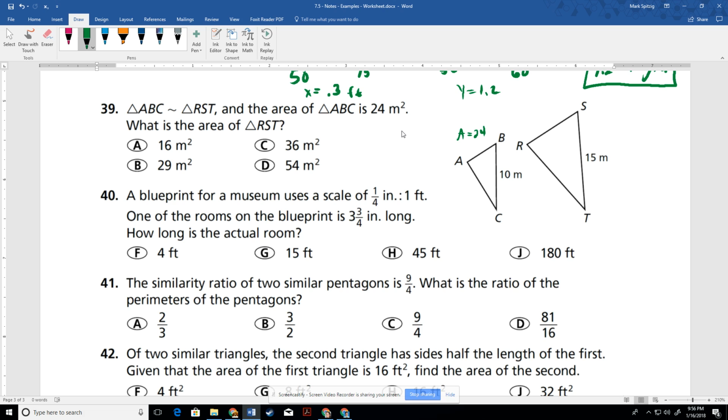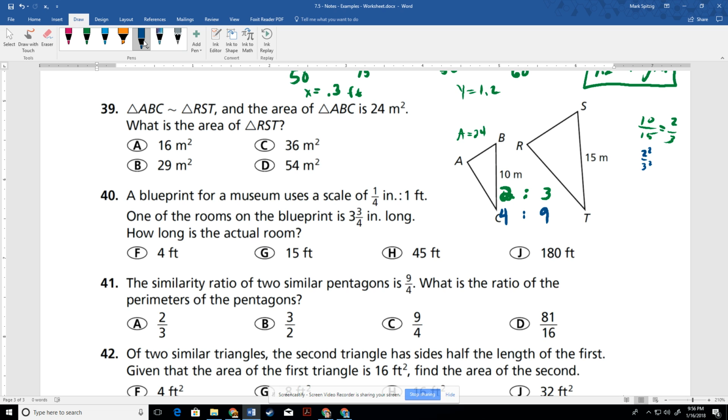The scale factor from the big to the small is just going to be 10 to 15, so 10/15, which we can reduce to 2/3. So the ratio is 2 to 3, of their perimeters or of their sides. But I can square those. If I square this 2/3, 2 squared over 3 squared, it's 4 to 9, which is the ratio of their areas, which is what I'm concerned with because they're giving me the area.